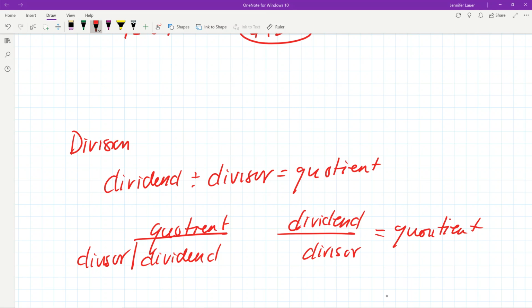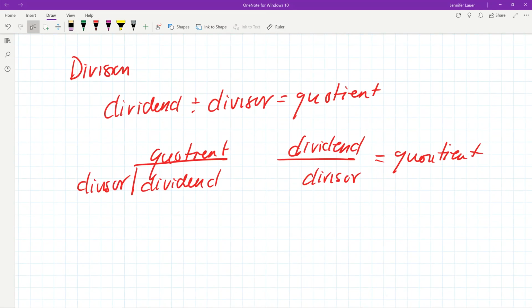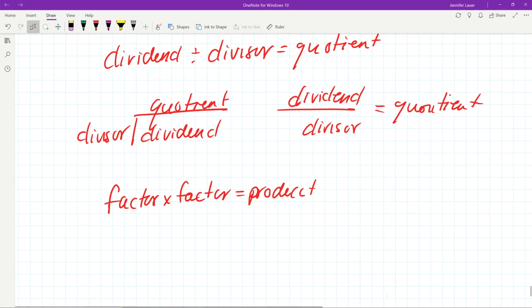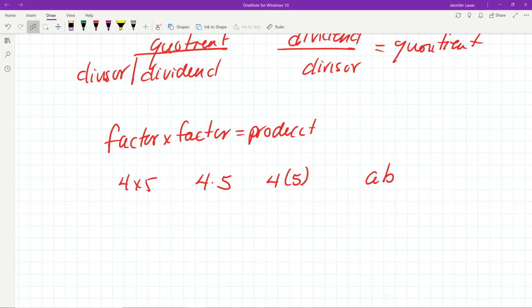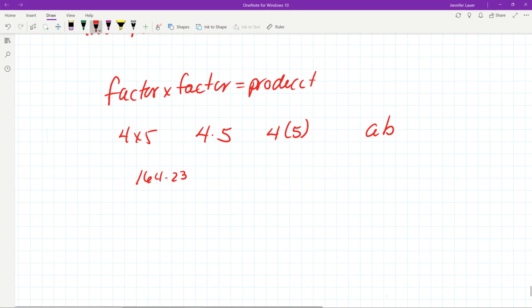Sorry about my spelling. All right, so when you are multiplying things, you have factors. Factor times a factor is a product. Multiple ways to write this. You could say 4 times 5, or 4 times 5 in other notations, or if it's just two letters, you could say A times B. So multiple ways to write products. Just a quick review of multiplication and division.